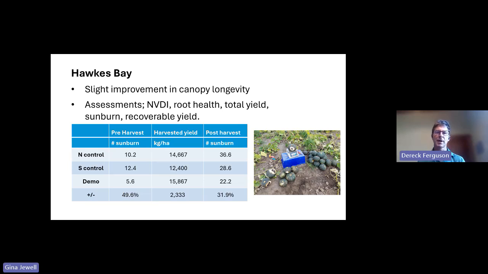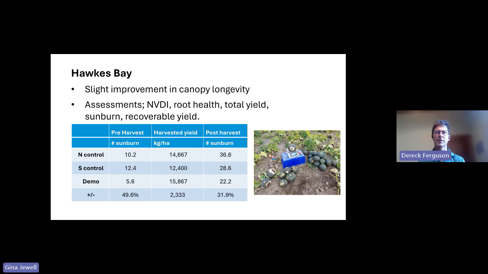First thing you'd notice was a slight improvement in canopy longevity, which is important. So it stayed erect and upright, covering the squash for longer leading into harvest. And this resulted in less sunburn in the crop at harvest time. We took various measurements of that.